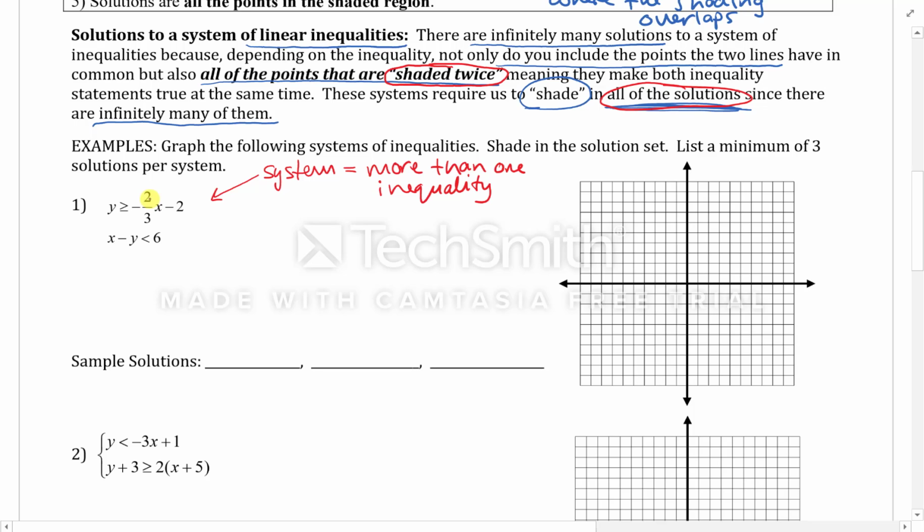Okay, so what I notice with this first inequality is that it has a greater than or equal to symbol, which means I'm going to use a solid line when I plot it. But the line that I plot is just as if it were the same equation but with an equal sign. So the line is representing where y is equal to negative 2/3 x minus 2. And that one's in slope-intercept form, which is nice. I just go plot my y-intercept at negative 2 and then my slope of negative 2/3.